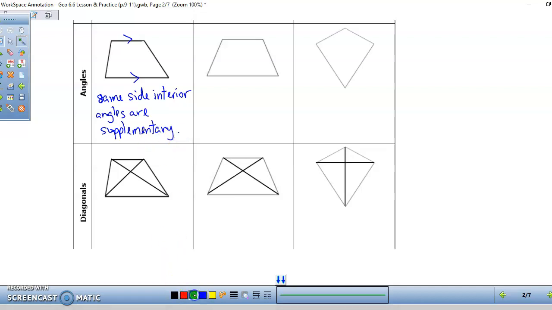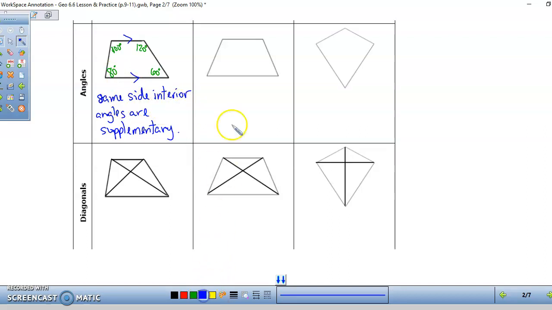But if I put an example in there, let's say if this was 100 degrees, and these are my parallels, my bases, I would know this other angle here would be 80 degrees adding up to 180. If this angle was, for example, 120, then this base angle would have to add up to 180, which would be 60. So these add up to 180 and these add up to 180 because those are same side interior angles.